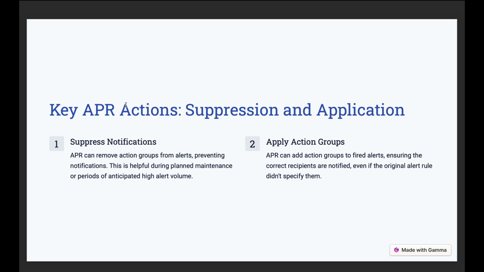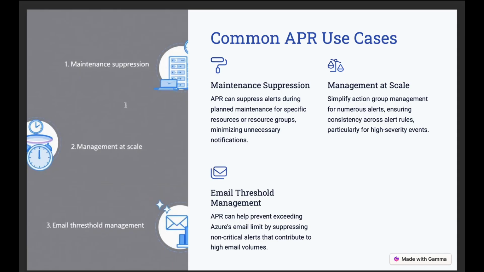So even if you have not specified the recipient or the email in the original alert rule itself, we can use an alert processing rule and define the action group for whom we want to get notifications for any alerts which are fired. So the question would be, why would we want to use APR?